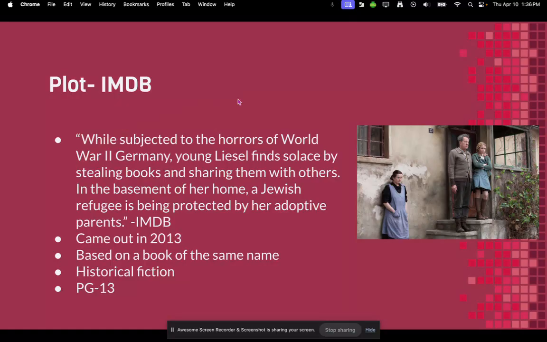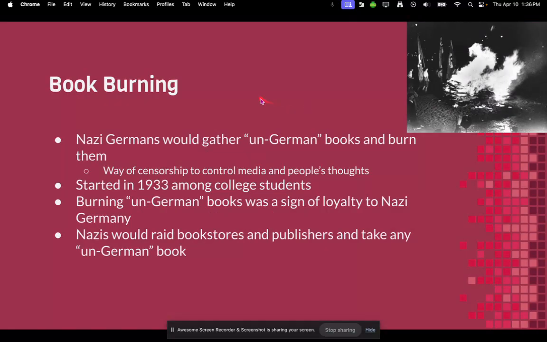It is a historical fiction, meaning that the events in this movie did not happen. Liesel is not really a real person, but the events are historical, so they could have happened, and they're based on historical accounts. And this movie is PG-13. The big thing about this movie is book burning.